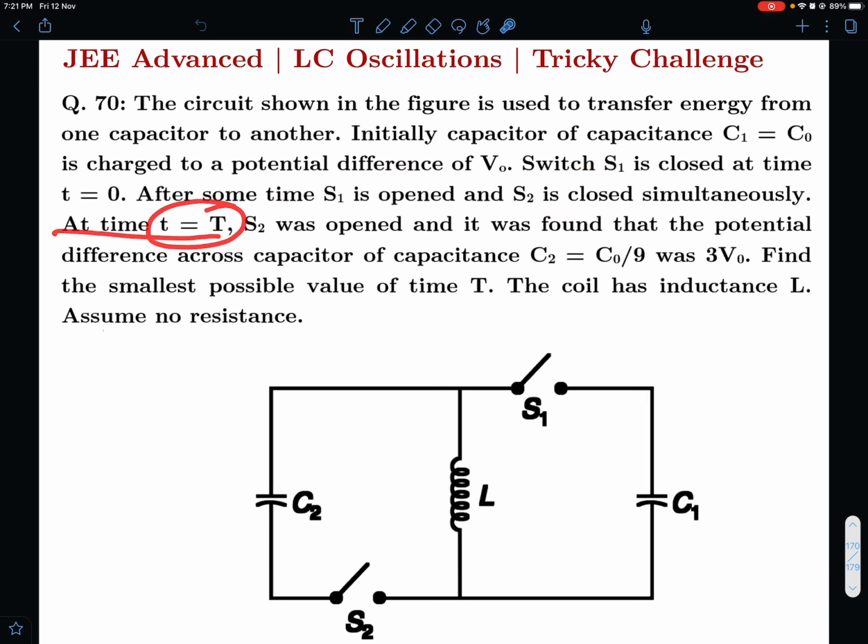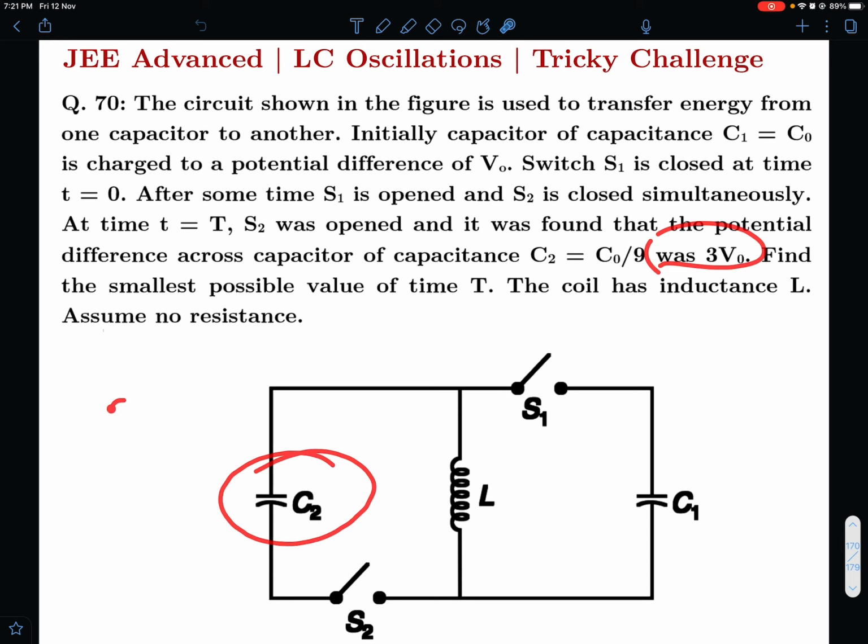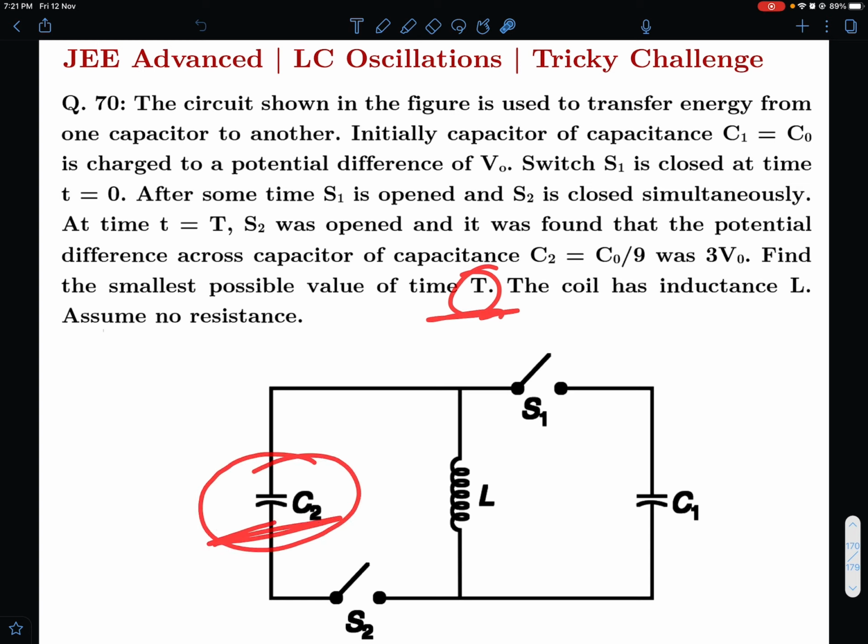And at time t is equal to capital T, remember we started our clock at t equal to 0. At time t equal to capital T, S2 was opened and it was found that the potential difference across the capacitor C2, with capacitance C2 equal to C0 by 9, was 3V0. So this capacitor has got a capacitance of C0 by 9. And at time capital T, from the beginning, the potential difference across this was found to be 3V0. So we opened the switch to retain this much potential on this.